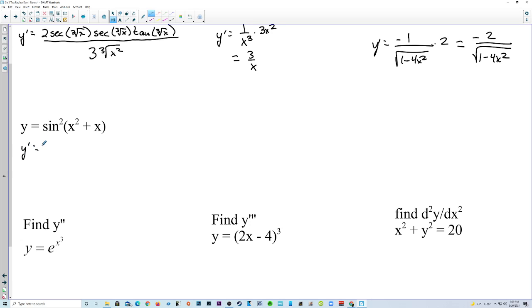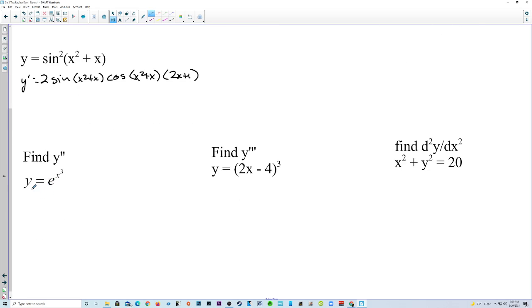Y prime here is 2 sine of x squared plus x, then times cosine of x squared plus x, because the derivative of sine is cosine, and then times 2x plus 1.